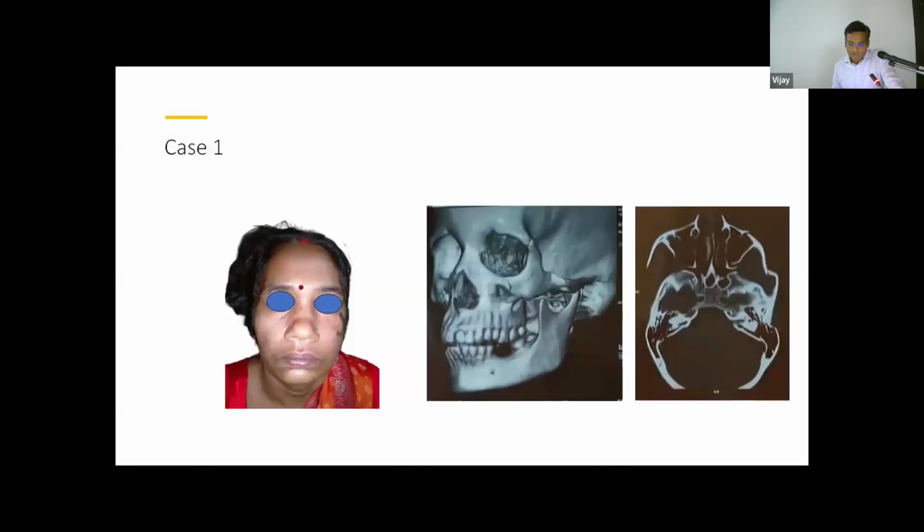Now I will discuss a few cases. This 35-year-old female patient reported to us with a history of trauma due to road traffic accident. As we can see, there is flattening over the left malar eminence. This is the 3D CT image of the patient showing rotation around the vertical axis and depressed fracture of the zygomatic arch. Mouth opening was reduced because of impingement of the temporalis muscle.